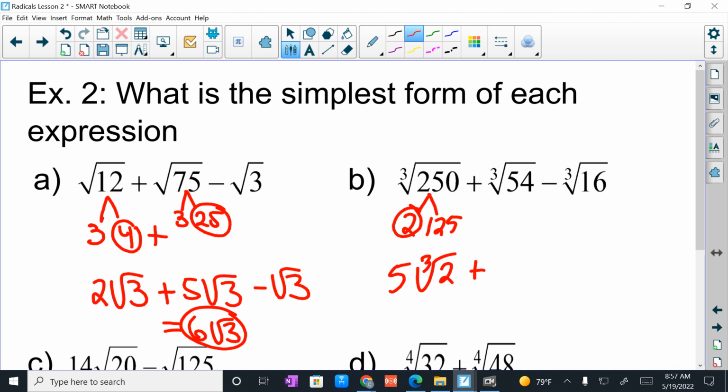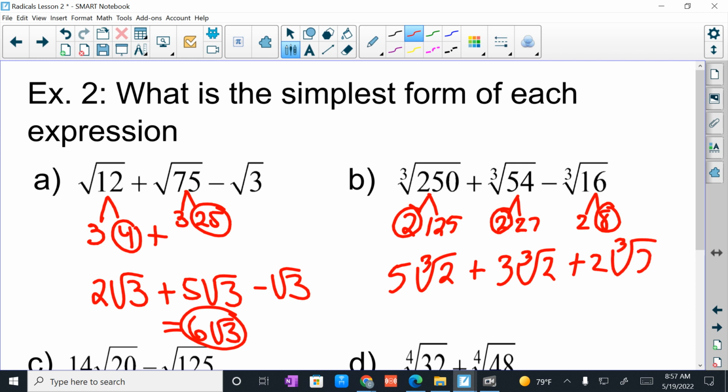Okay, 54. What's the easiest way to break this down? Hint, hint, it's even. What's the cube root of 27? And I have a cube root of 2 left over. My friends, how can I break down 16? What's the easiest way? Hint, hint, it's even. 2 and 8. What's the cube root of 8? So you got a 2 with a cube root of 2 left over. Do you see the magic that I just dealt out there?